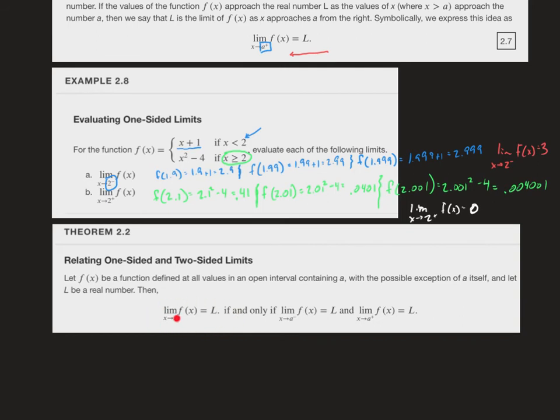Okay, now the relationship between these one-sided and two-sided limits is such that my limit, this is called the two-sided limit if there's no plus or minus sign after the a, is L if and only if the limit from the left and the limit from the right are both L. So in order for the two-sided limit to exist, the limit as we approach from the left and the limit as we approach from the right have to be that same number. So the one-sided limits have to be the same for the two-sided limit to exist.